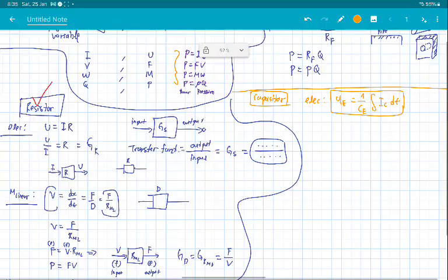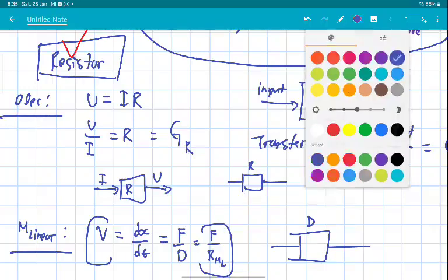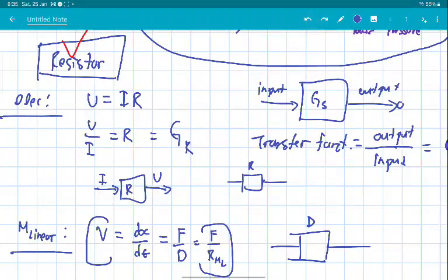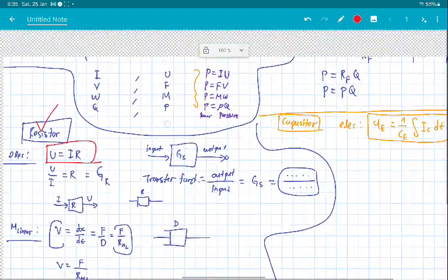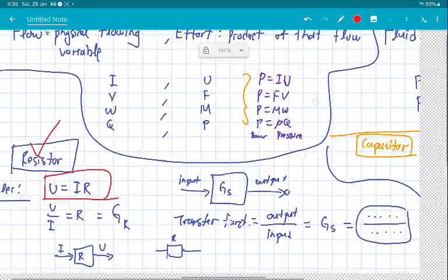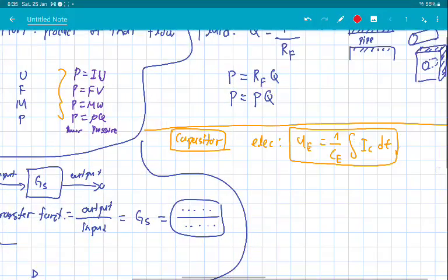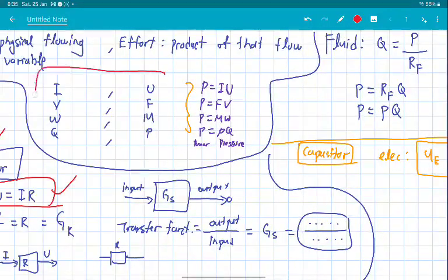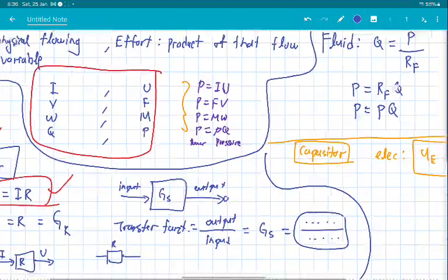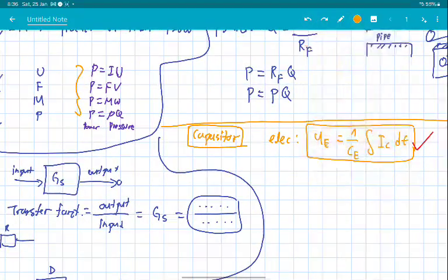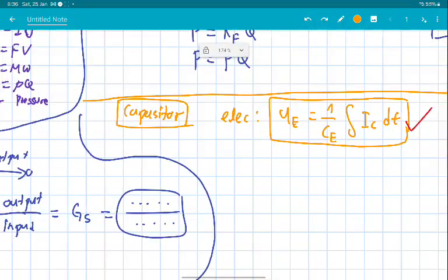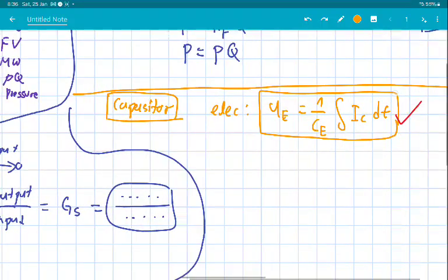If you ever feel like you're struggling to remember, you can always go back to the formulas that you start off with in electrical itself, so you can remember them more easily. You just need to remember your main formulas, like this one and this one, and then you just have to substitute the values. It's not very difficult. So in here we know that UE is equal to 1 over CE integration of IC.